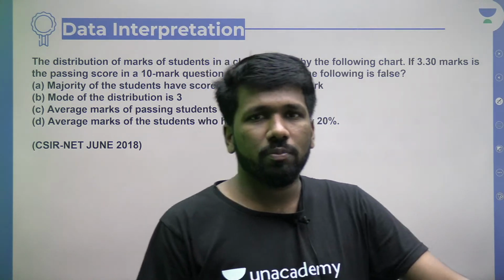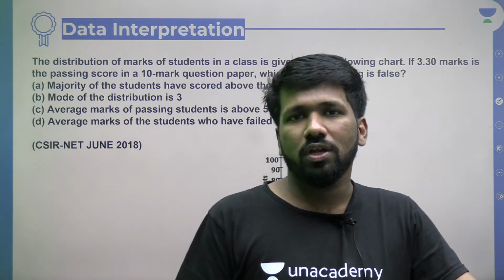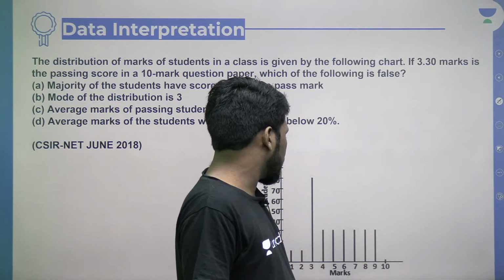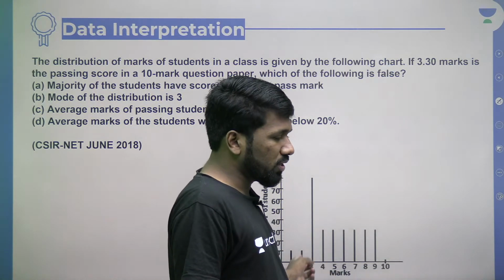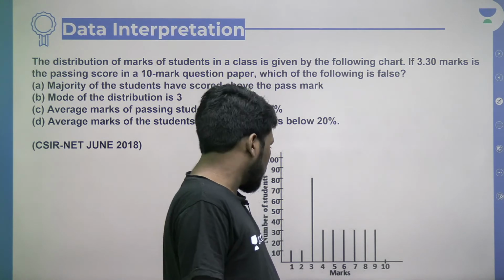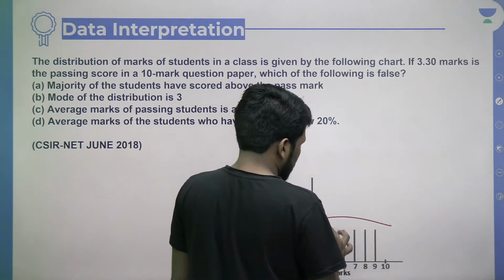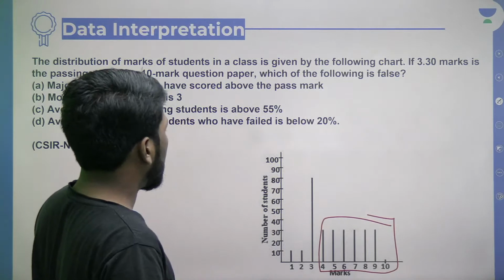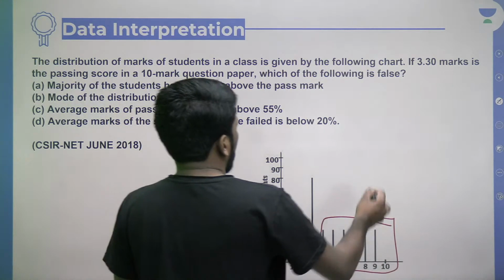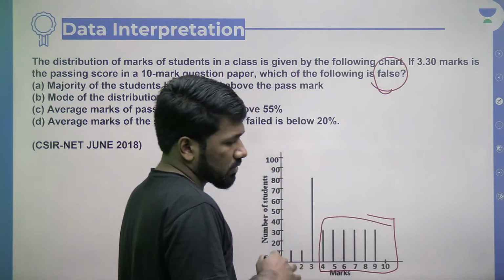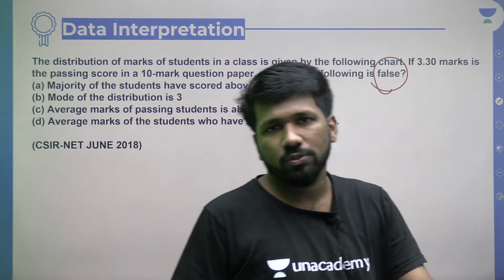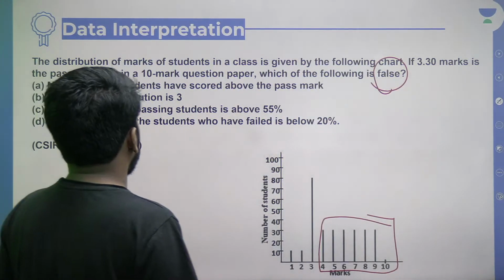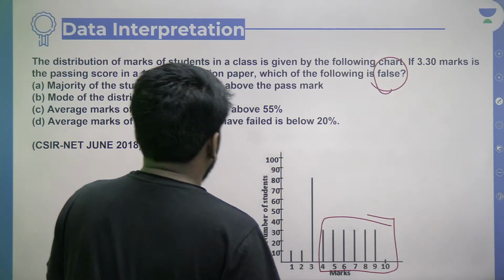So above 3.3 means a student needs to score 4 or above, because there is no partial marking where it can be 4.3 or 3.8 or 3.6. The people who are passing are those obtaining 4 marks to 10 marks. Keep that idea in mind and read the question carefully. The question is not asking for a true statement, it is asking for a false statement. In previous lectures also I told you: true, false, correct, incorrect, read it properly. So we need the false statement.